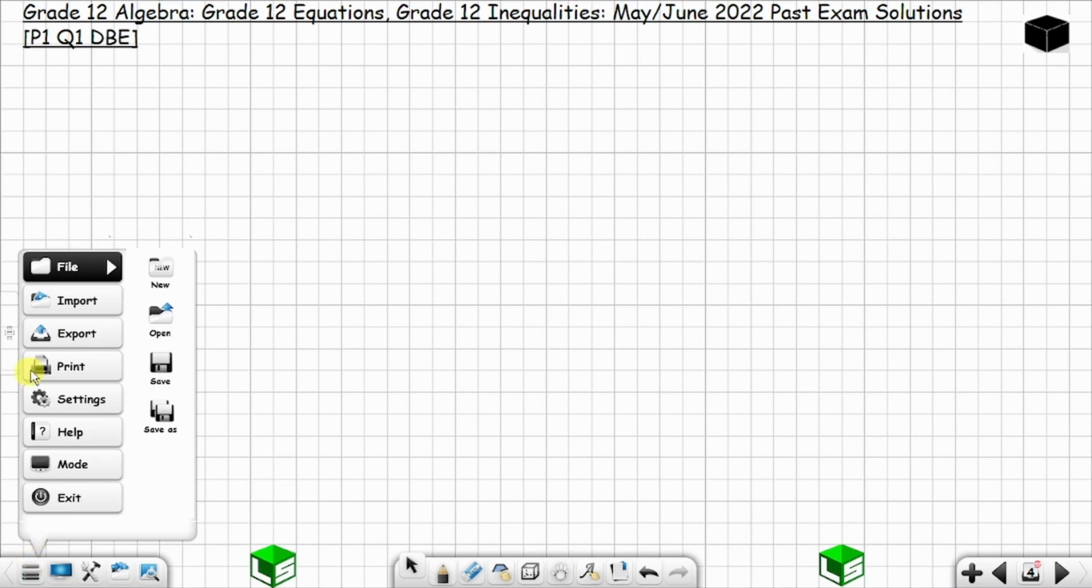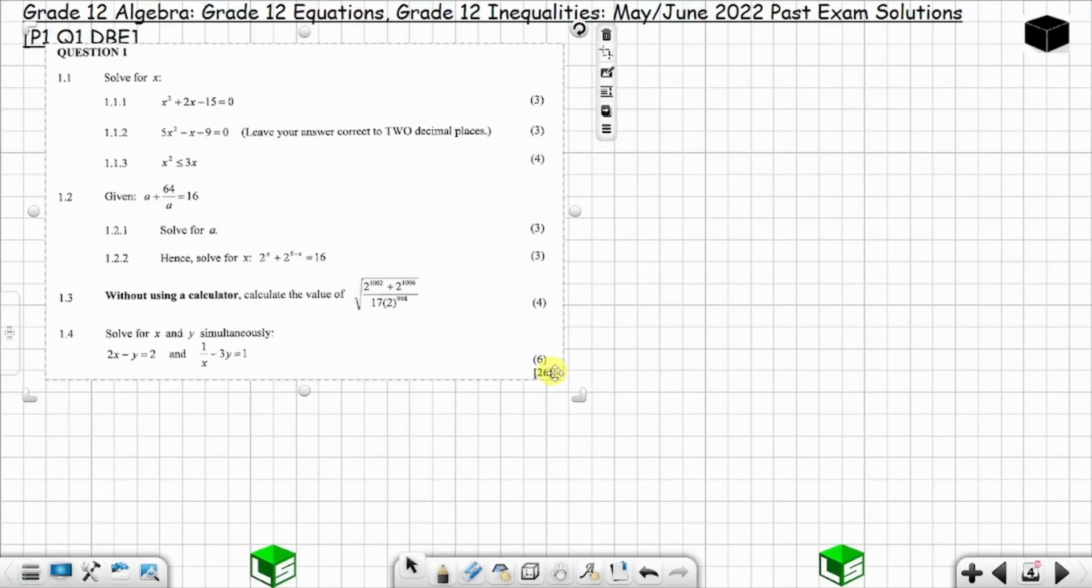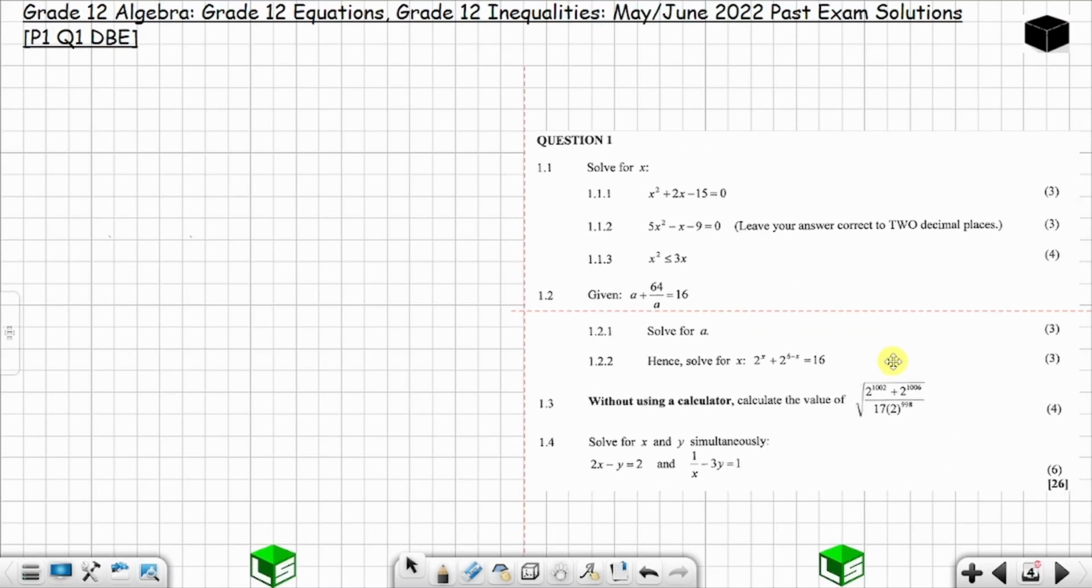Okay, let me get the question again. It's question 1 from May-June 2022. Okay, this is the question. So we are done with 1.1.3. Now it's 1.2. Okay, you are given a plus 64 over a is equal to 16. 1.2.1, solve for a. You are given a plus 64 over a is equal to 16. 1.2.1, solve for a. Okay, you have to solve for a.